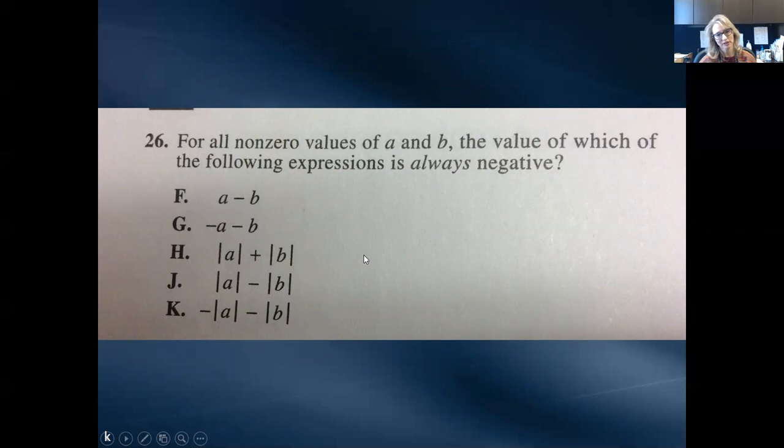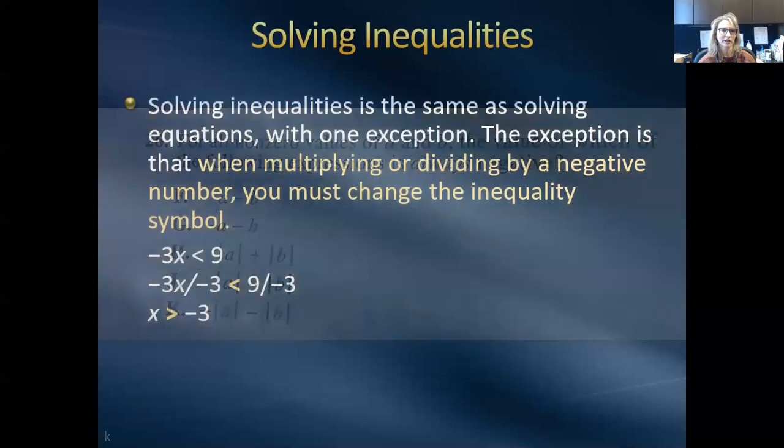The absolute value of A minus the absolute value of B, that wouldn't always be negative because it would only be negative if B is larger than A. But if A is larger than B, then this would not be negative. So the only one that would always be negative is if you had the negative absolute value of A minus the absolute value of B. So there's no numbers you could put in there and end up with a positive answer in K. So K is your answer.